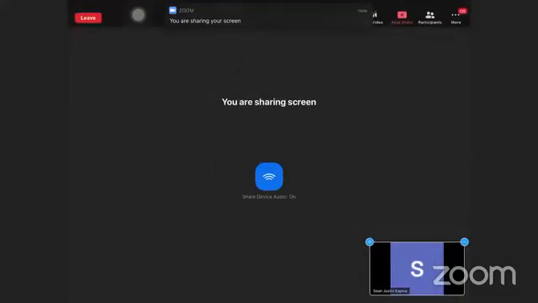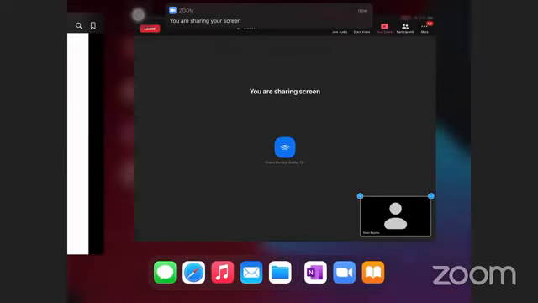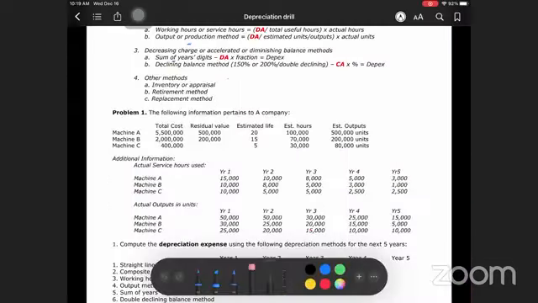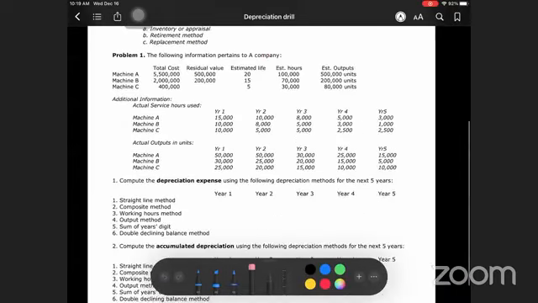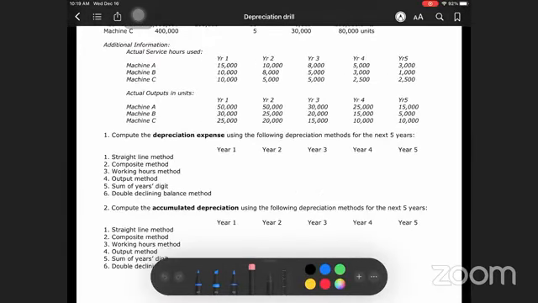Okay, so that is based on outputs or variable, okay, variable method. So question so far? Okay, question so far. Okay, so we're done with number 4. Let's proceed with number 5.